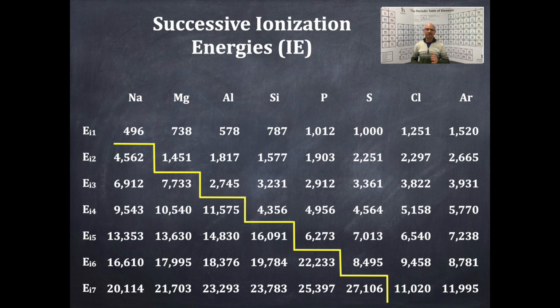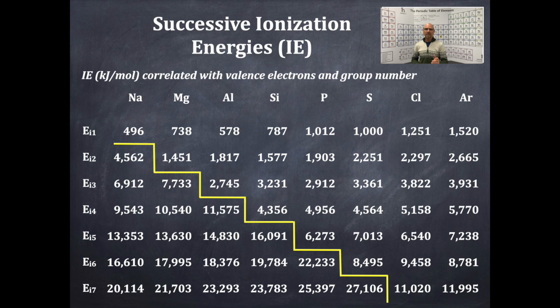The first thing we have is sodium. Okay, and what you want to do is correlate these to your periodic table and the number of valence electrons, and the valence electrons are corresponding to the group in which you are in. So what we're going to do is we're going to take a look at sodium. Where is sodium? Sodium is in group 1. There is sodium. So how many valence electrons in sodium?